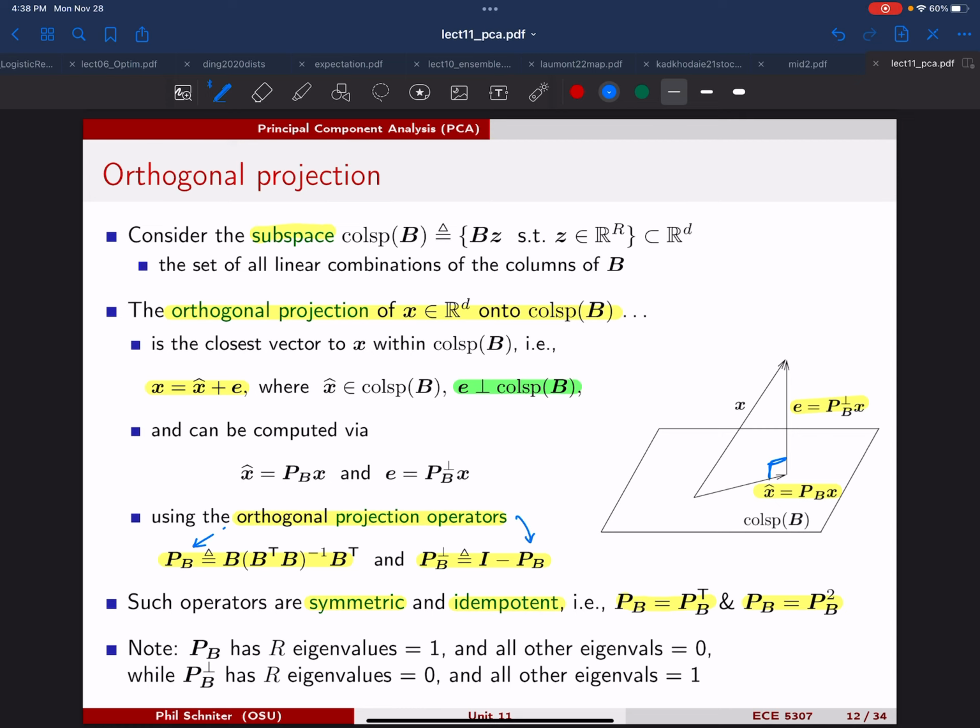Another important thing about these operators is that when you look at their eigendecompositions, they both have eigenvalues that are either equal to 1 or equal to 0, but never anything else. In this case, because our B matrix has R columns, the projection matrix has R eigenvalues that equal 1 and all the rest equal 0, while the PB perp matrix has R eigenvalues that equal 0 and all the other ones equal 1. We're going to use all these properties going forward in our derivation.